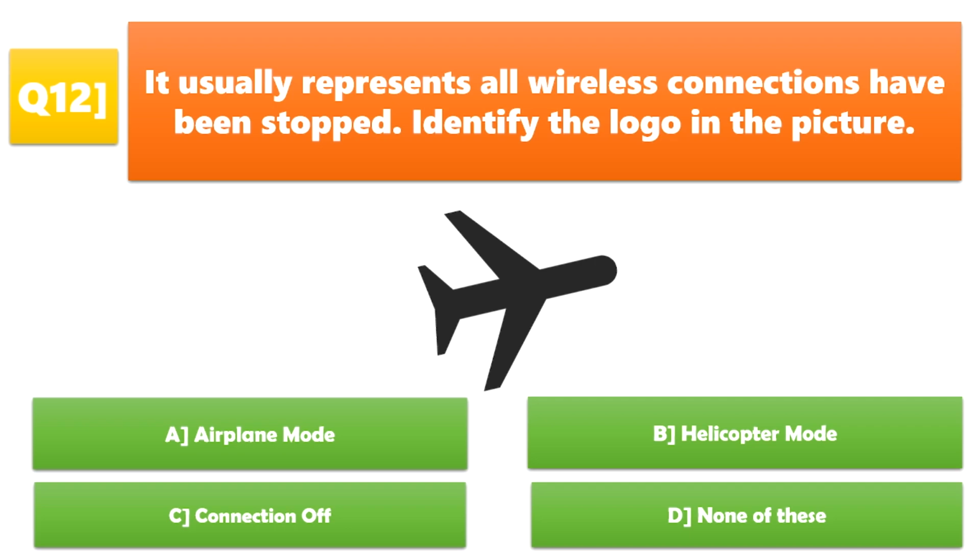It usually represents all wireless connections have been stopped. Identify the logo in the picture. A. Airplane mode, B. Helicopter mode, C. Connection off, D. None of these. A. Airplane mode is the correct answer.